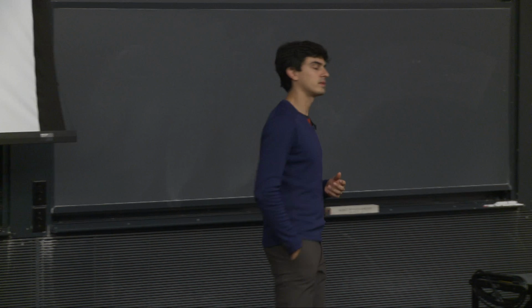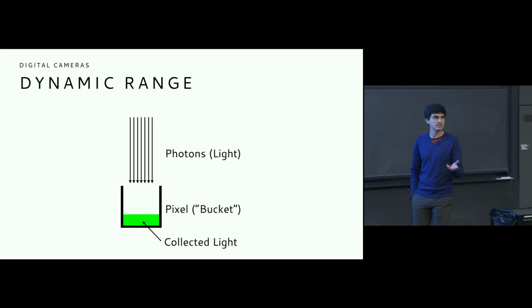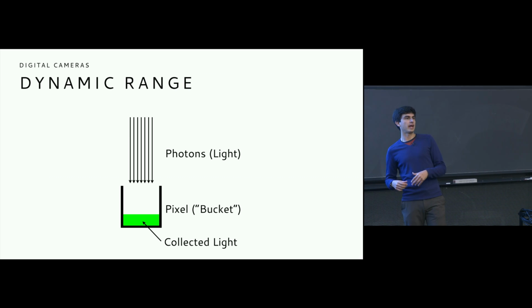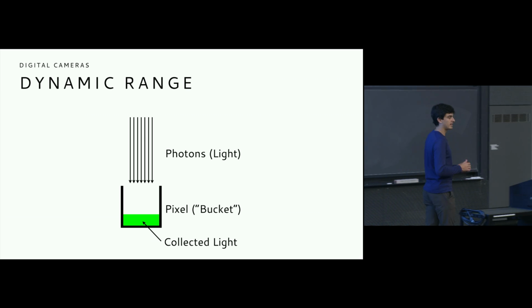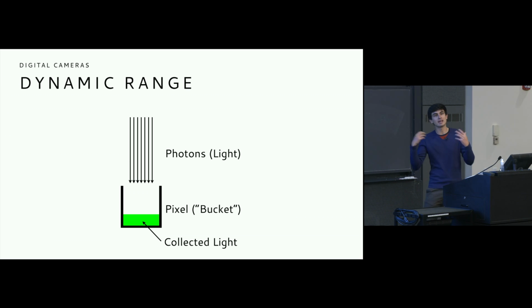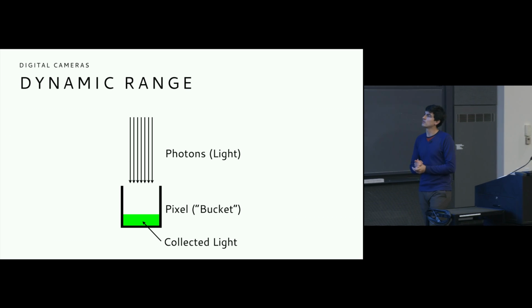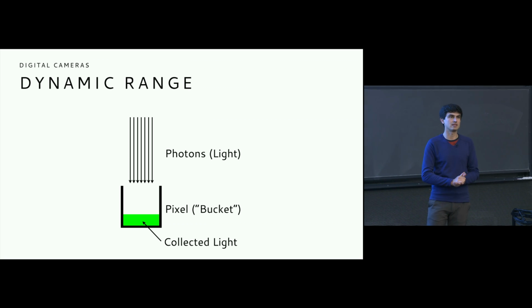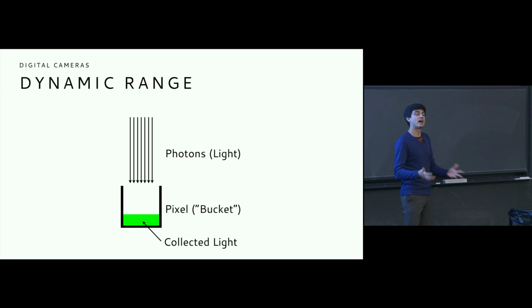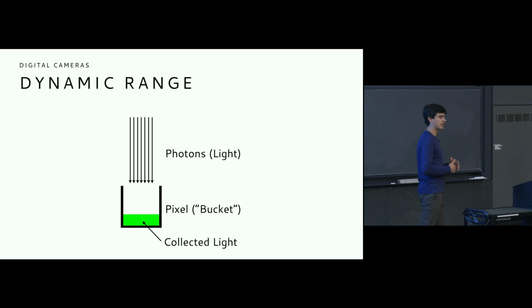So a couple of weeks ago, we talked very briefly about the idea of dynamic range and what that actually means for our images. In particular, we use this analogy that an individual pixel on a sensor is kind of like a rain bucket. And photons, the light that we're actually capturing, is like rain. And as that rain falls down in our bucket, we capture it.